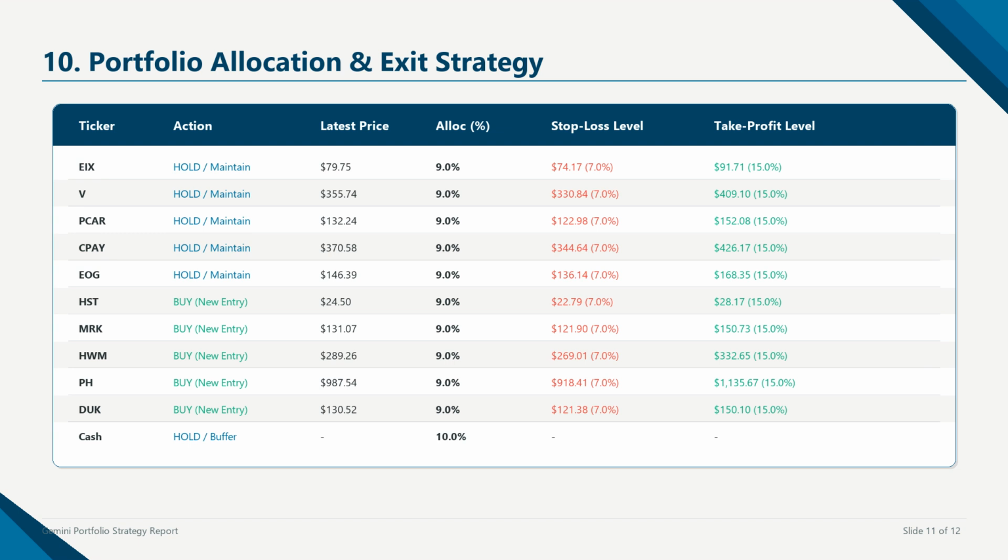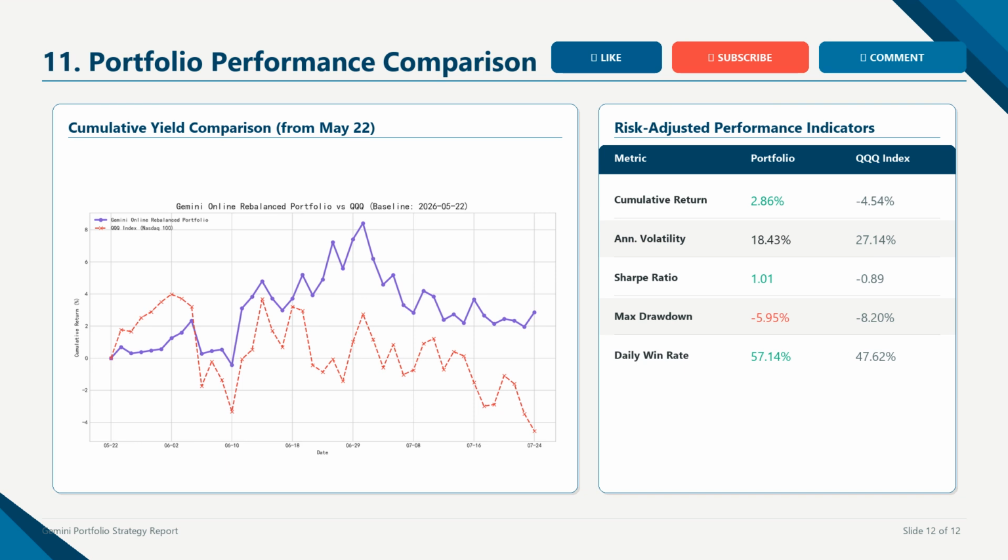Finally, let's review our portfolio performance from May 22 to July 25, 2026. The Gemini Online Rebalanced Portfolio achieved a cumulative return of 2.86%, outperforming the QQQ index, which returned -4.54%, resulting in an active alpha of 7.40%.